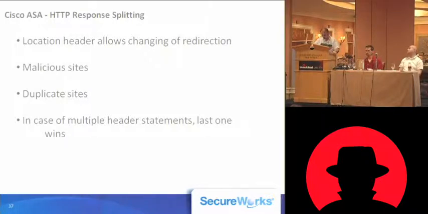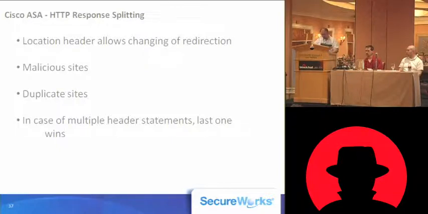And now the web server component of the ASA will parse that link, act on the carriage return line feed, and inject the new location header the attacker has injected into their URL. So now the attacker has complete control over where your browser is going.